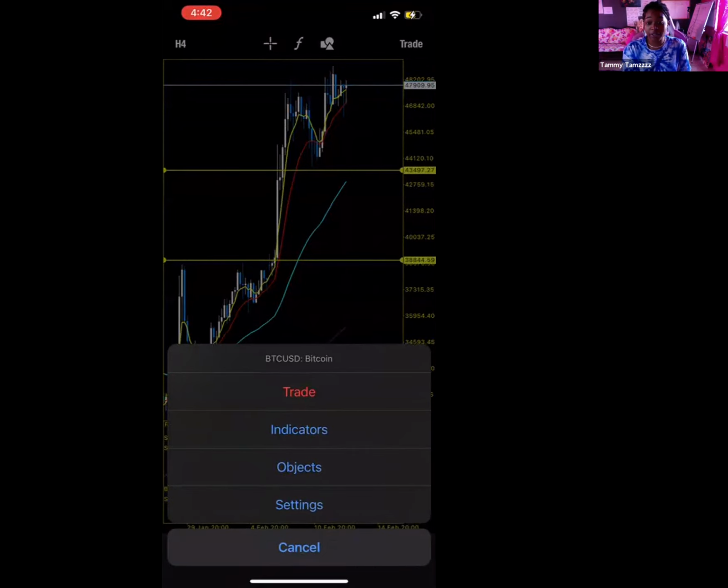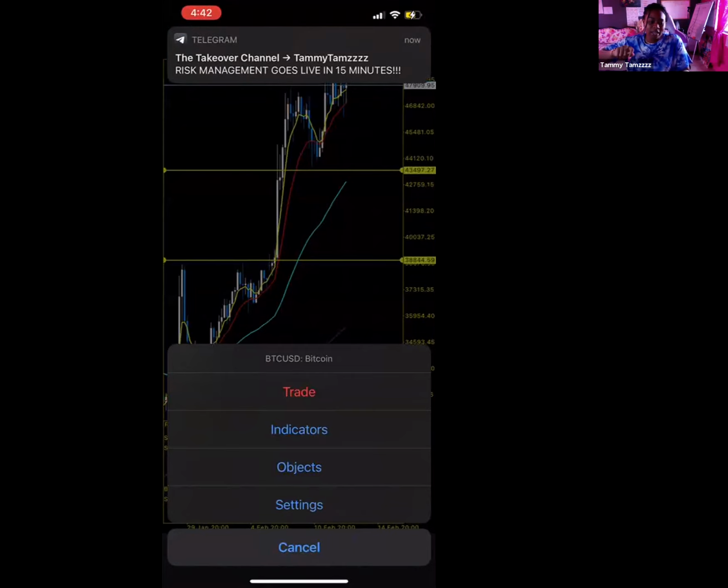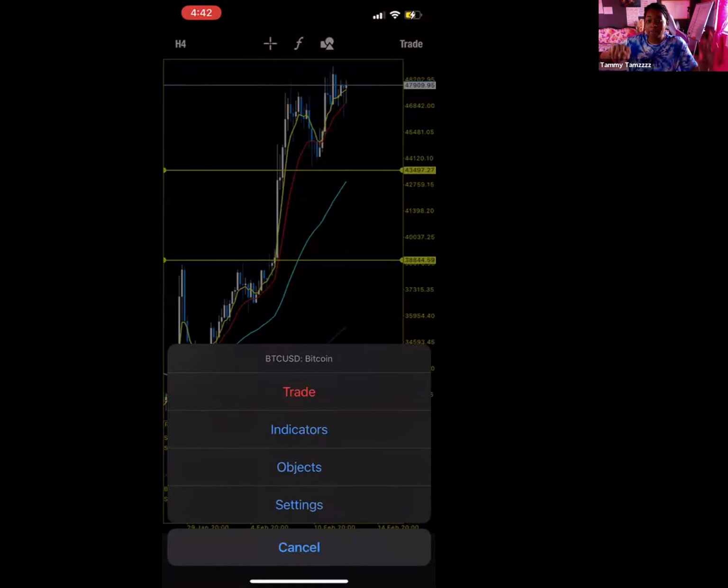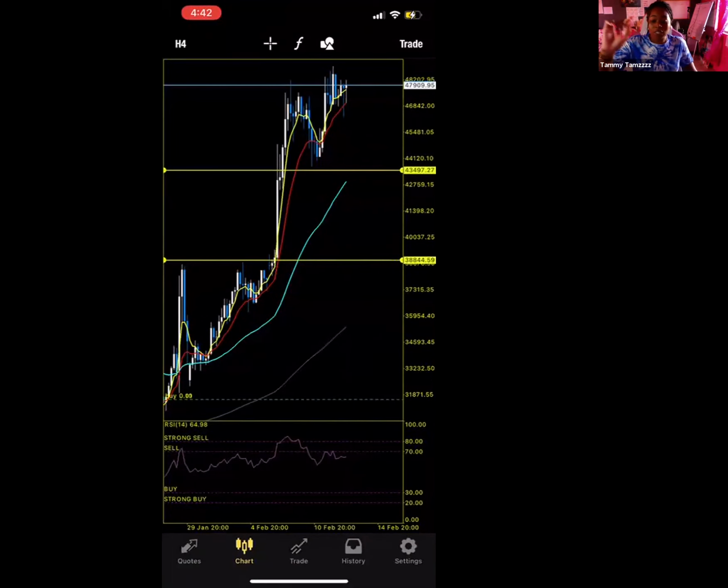You guys know on TradingView, there's a ruler that you can just click and drag, and it's going to help you calculate pips. On your phone, it doesn't look like a ruler, it looks like an arrow, and you can use that to calculate pips. Watch this.